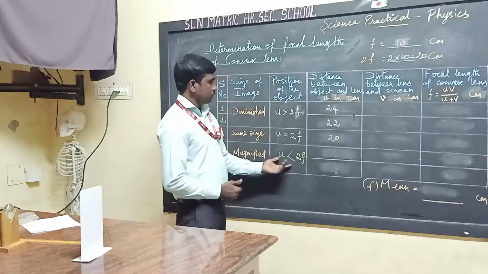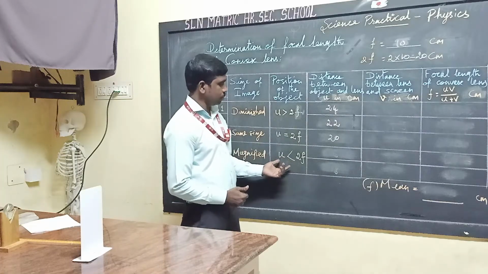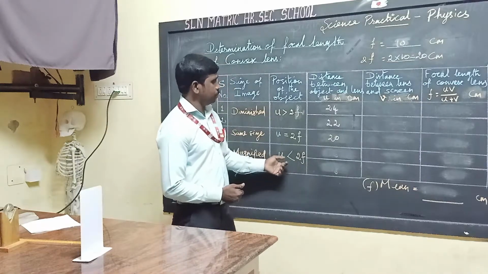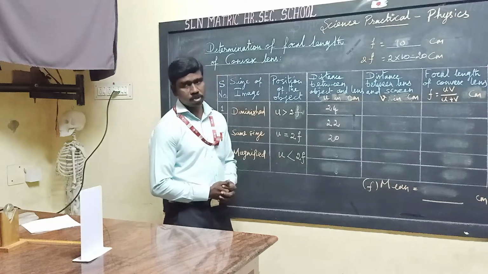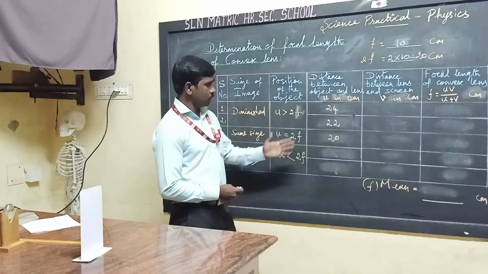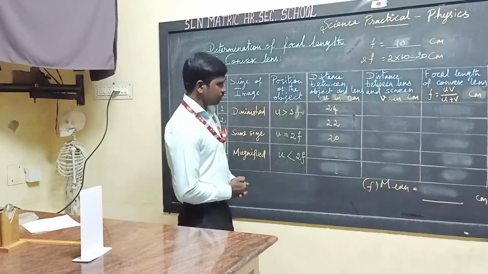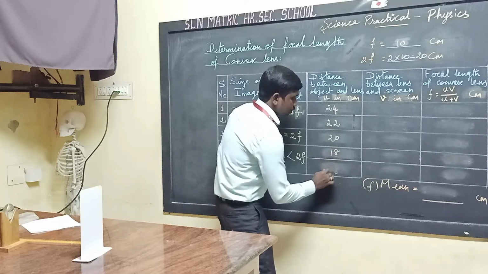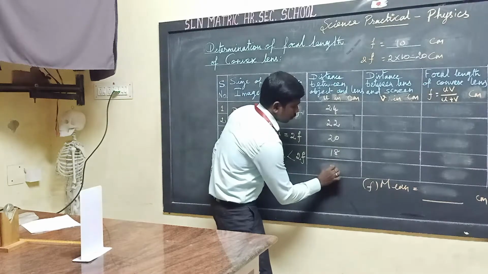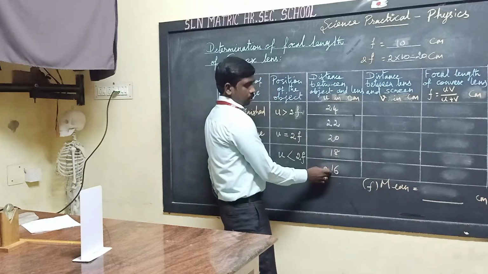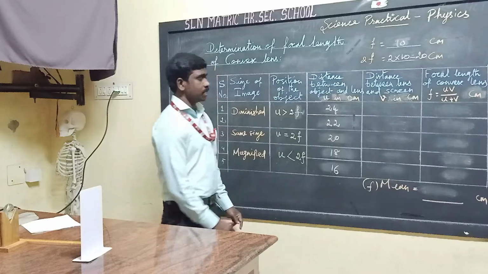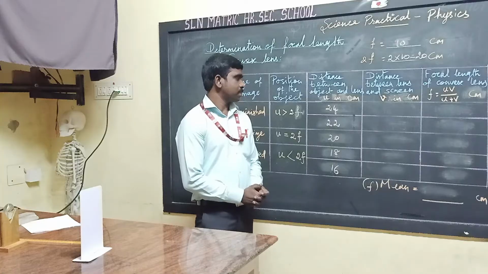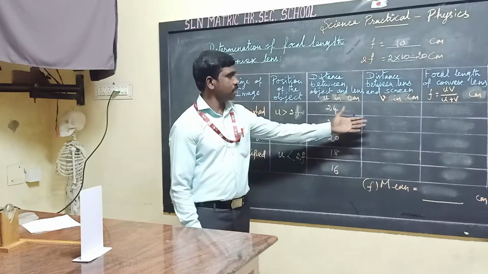Next, the third condition is u is less than 2f. From this condition, the 2f value is greater than u, or the u value is lesser than 2f. Now we reduce the data below 20 centimeter. So now we write the data 18 and 16. These two data are lesser than 20 centimeter. So we know the distance between object and lens. Now fix the distance.